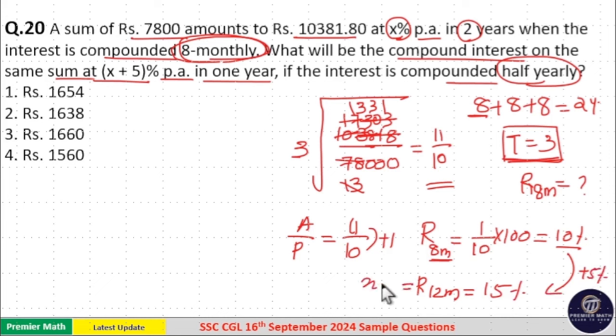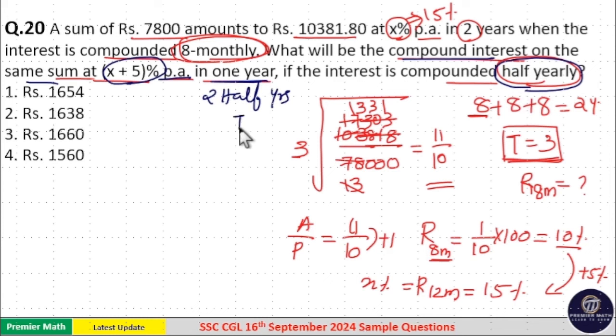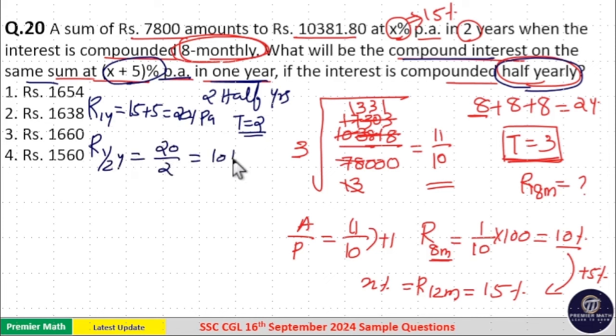That is, this is x percentage. So, here x percentage is equal to 15%. Now, calculate the compound interest for the same sum at x plus 5% per annum in 1 year, compounded half yearly. So, in 1 year there are 2 half years, which means here number of terms is equal to 2. Now, rate percentage for 1 year is equal to 15 plus 5, 20%. That is 20% per annum means for 1 year. Then rate percentage for half year is equal to 20 by 2, 10%.